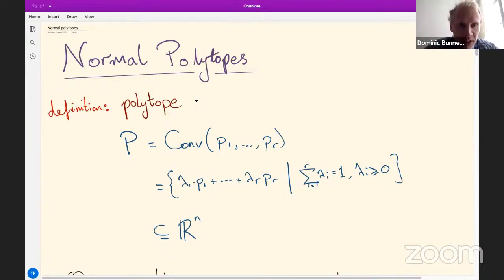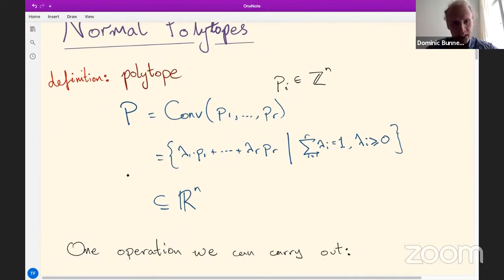So we start with the definition of a polytope. As we said before, it's a convex hull of R points in the lattice. So each of these points are here. And if you want to write it out explicitly, you take linear combinations of these points, such that the coefficients are non-negative and they sum to 1. And this will give us some locus in R^n. And like this, you can describe all the polytopes.